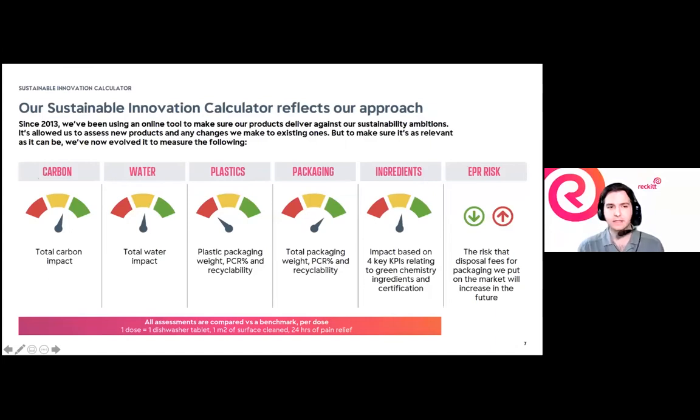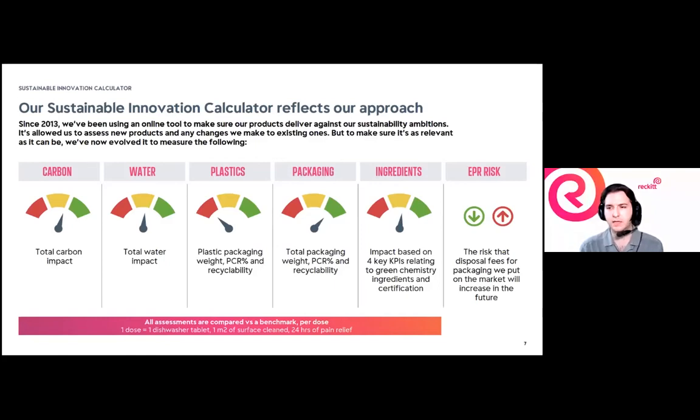And the calculator has been in use since 2013 and was very much originally focused on carbon, water, and packaging. It does follow life cycle assessment principles, but using a simplified approach. And early this year, we've made a number of updates to incorporate some of those ambitions. So we've incorporated more complexity around the plastics side of packaging, but we've also worked on a new ingredient metric.